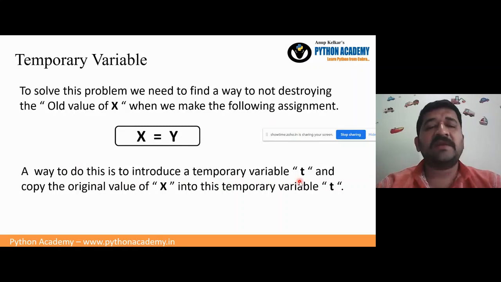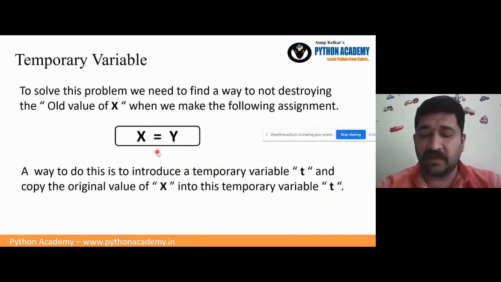Again, that t is just the variable name. You can have a, b, c, d, anything. It is not mandatory. And copy the original value of x, which is there, into this temporary variable t. So that is the thing we have to do. We have to copy the value of x into y, and that is the main thing we will have, and we will achieve our result.